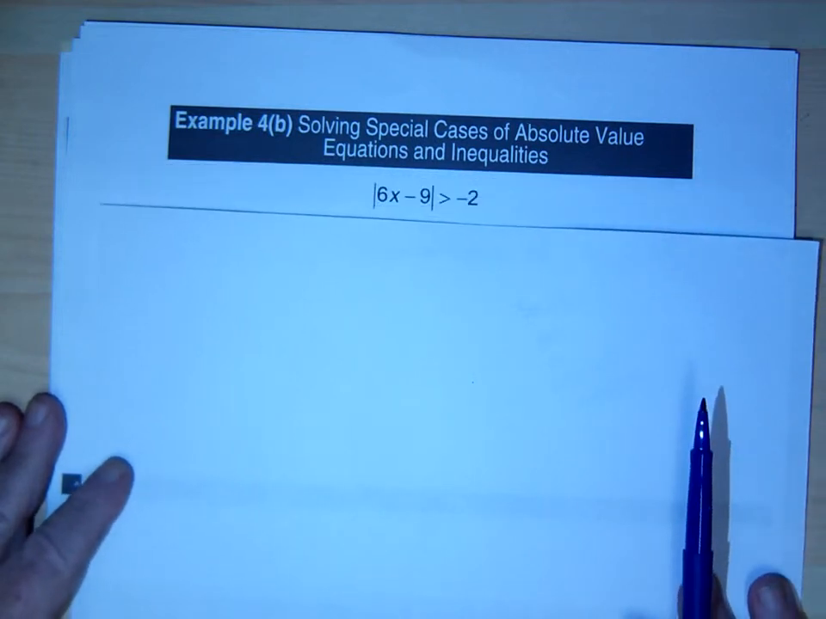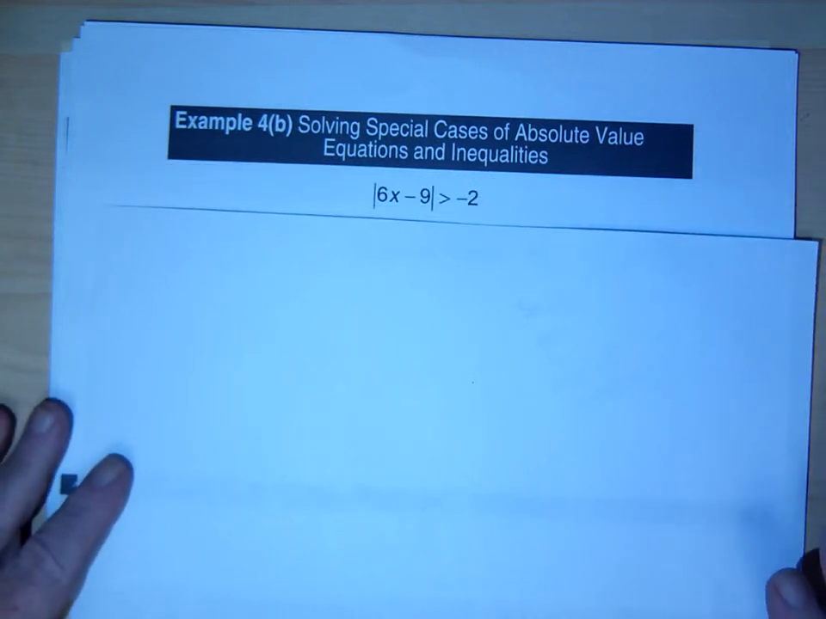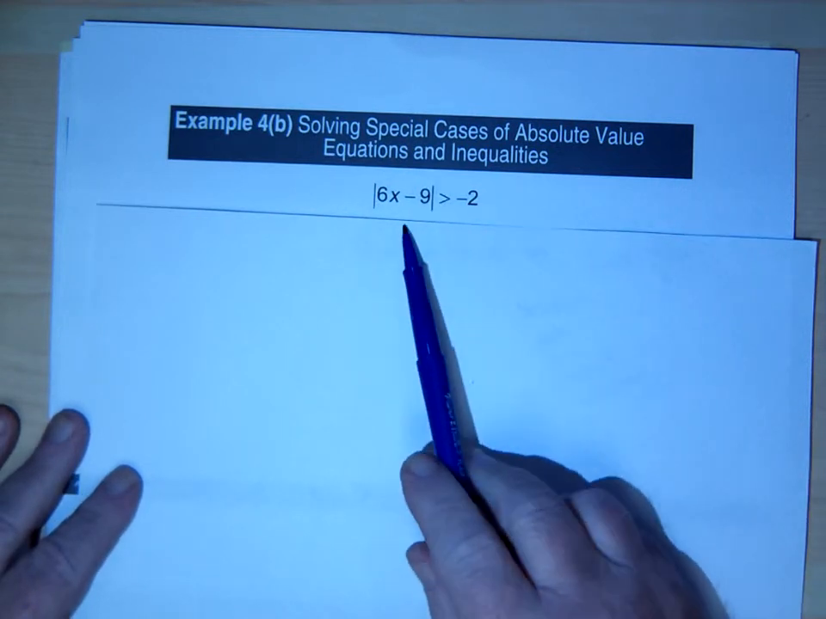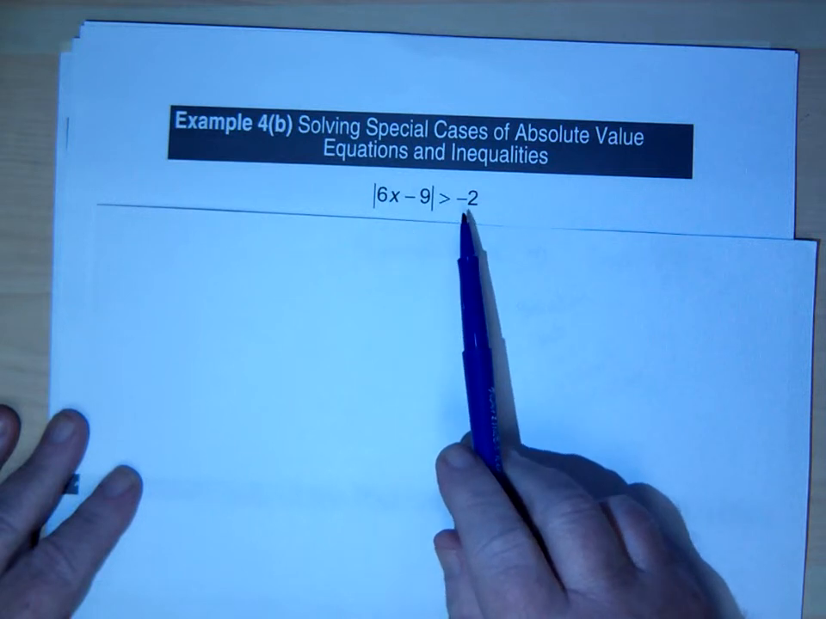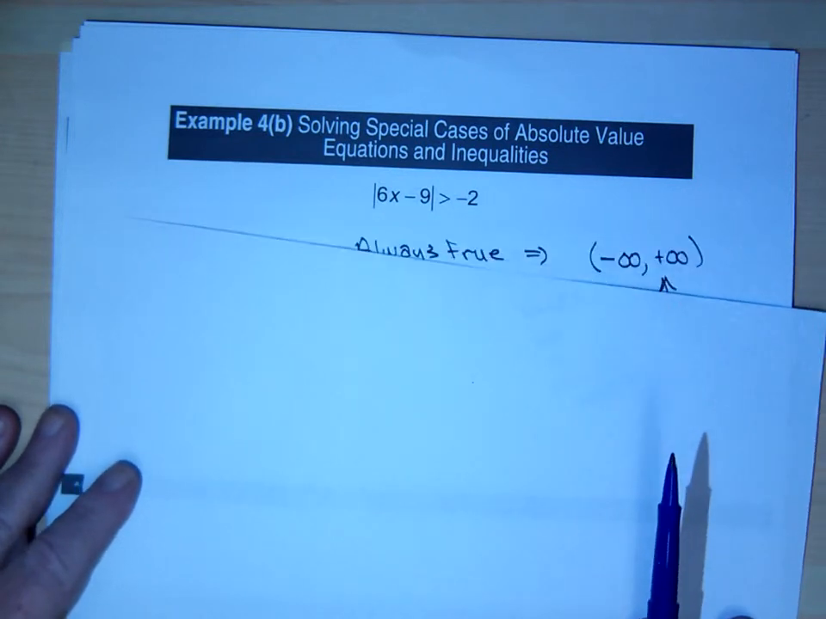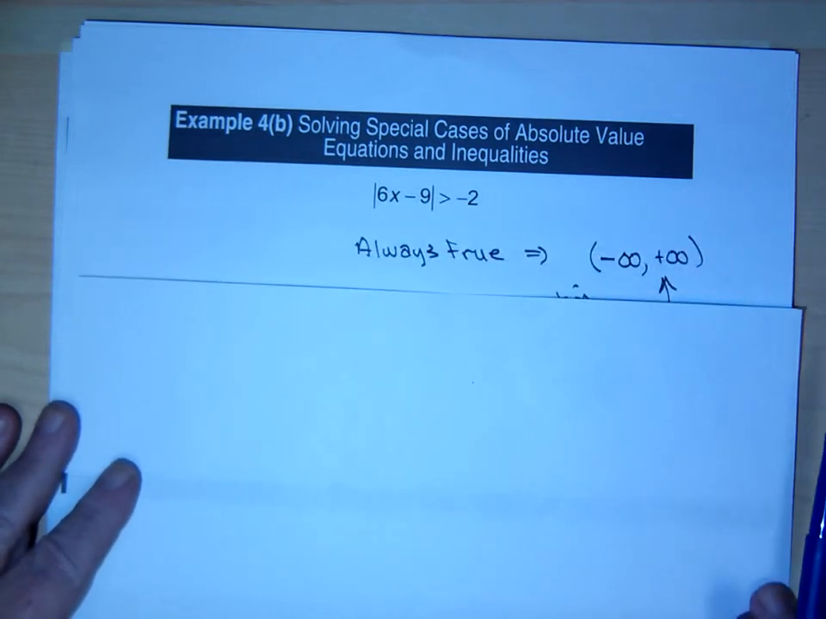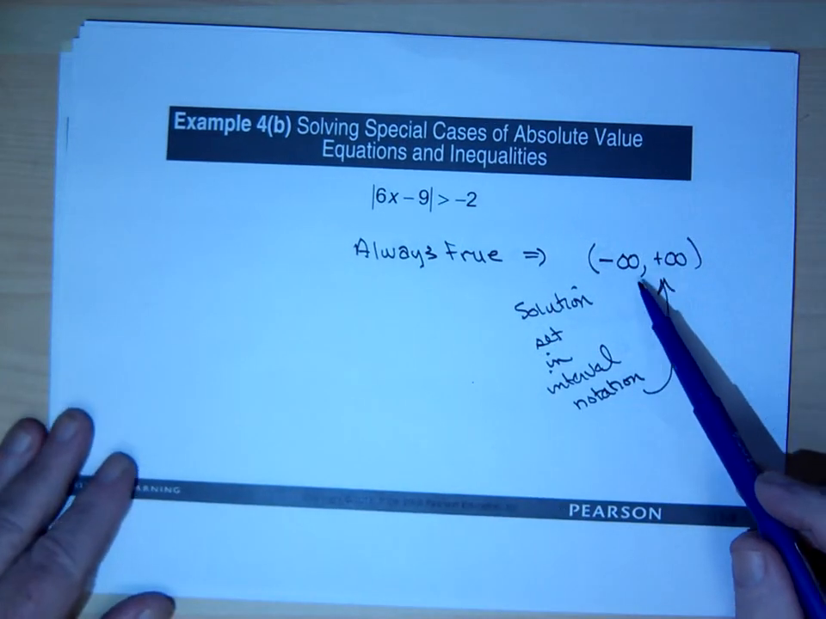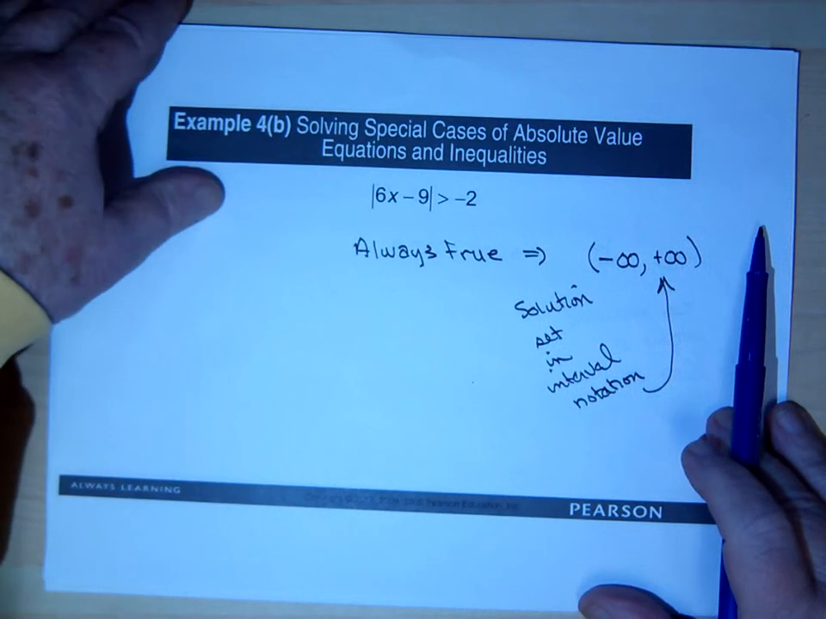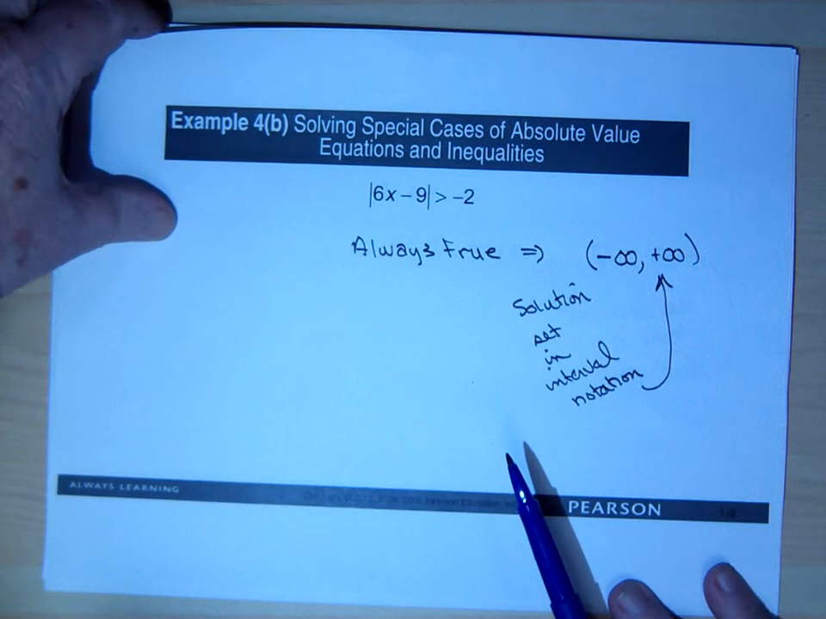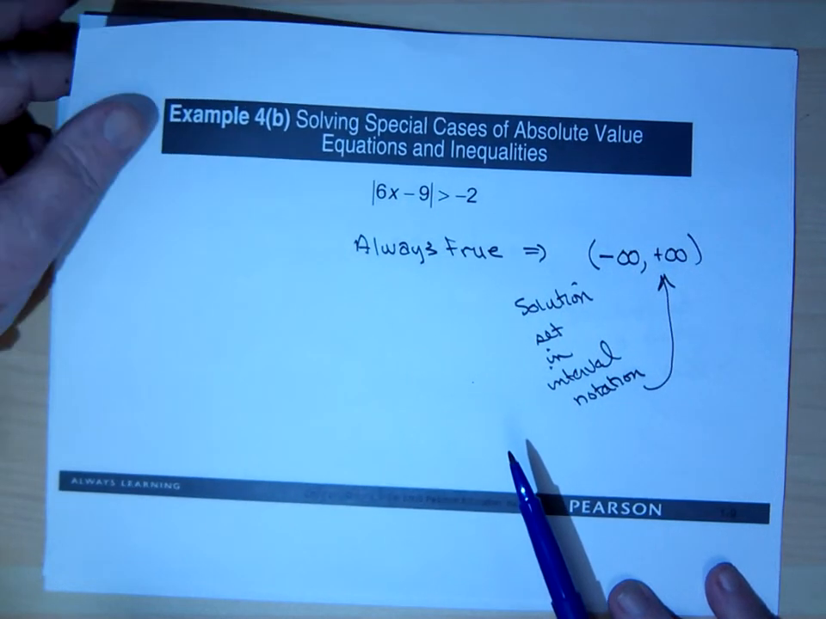Here's the next example. We're saying the absolute value of x minus 9 is bigger than -2. Well, the absolute value is always bigger than or equal to 0, so it's always going to be bigger than -2. And so that means this is always true. That means our solution set is, in interval notation, any number from -infinity to positive infinity. The entire number line is full of solutions. So any real number will work there.